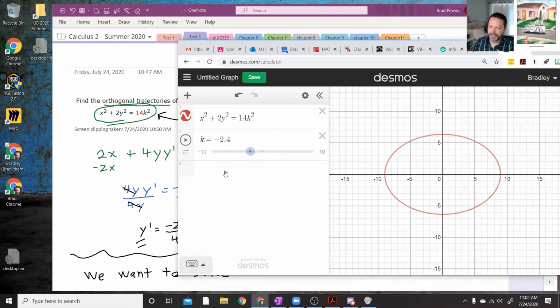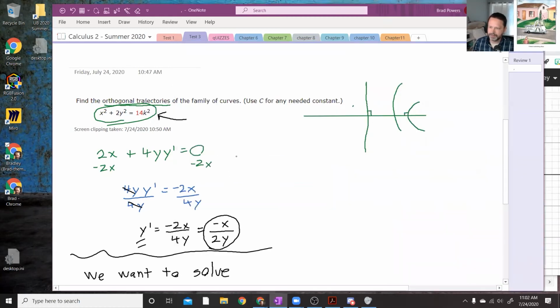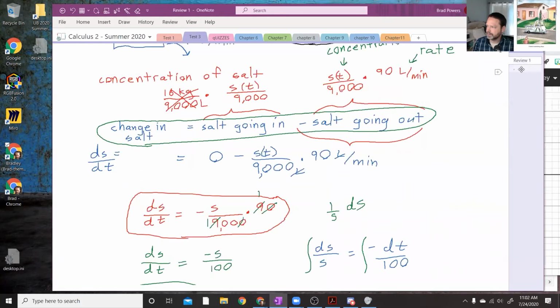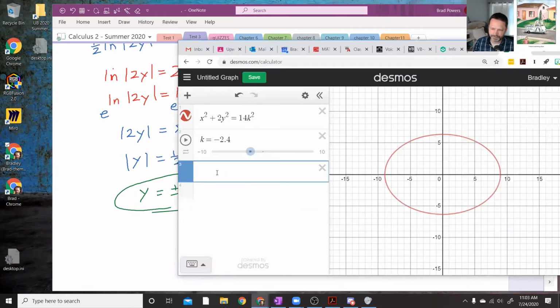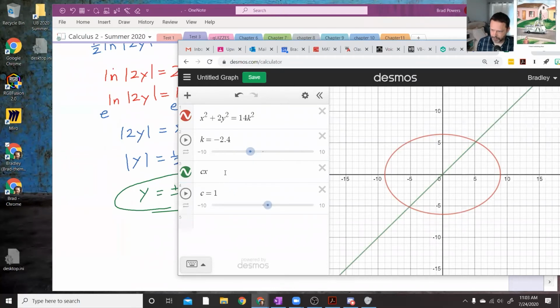Now what we found, what was our solution? Going back here, our solution was plus or minus cx squared. So let's take a look at that. And of course, plus or minus c, we'll just say cx squared. So what's the plus or minus doing in this case? Not a lot. So we're going to say cx squared.